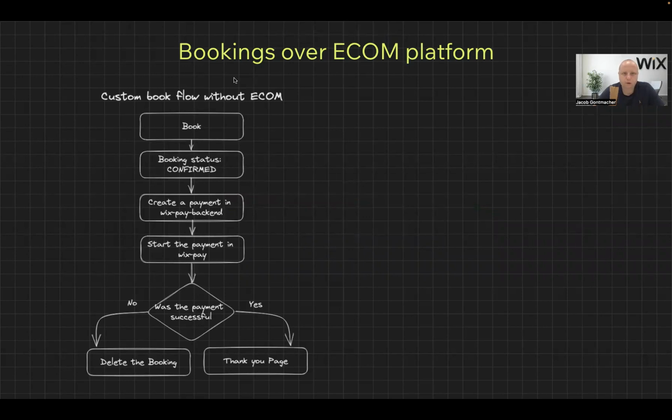So how did things work before we were on the ECOM platform? We would start the booking process, we would get the booking confirmed, but then, since we would use a custom price, we would need to decouple the payment from the booking. And we would have two different flows, one for the booking and one for the payment. The booking would get confirmed, but then we would start the payment. And what if the payment was successful? Then yeah, that's great. We present the thank you page and we're done.